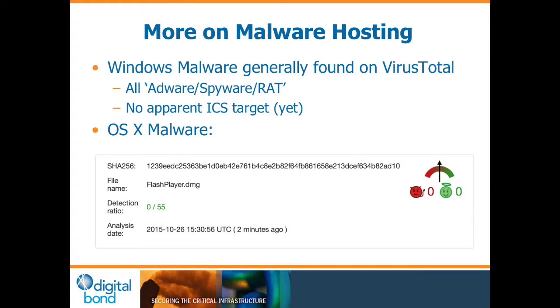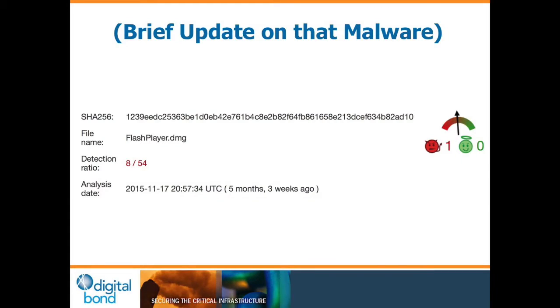So a little bit more on that malware hosting. All the malware that we found was either adware or spyware. There wasn't any ICS target involved that we could tell yet anyway. The new piece of OS X malware that we retrieved, this was back in October of 2015. We uploaded it to VirusTotal. None of the antivirus recognized it. And then a few weeks later, some VirusTotal user grabbed it and analyzed it and said, hey, this is actually some spyware for Mac OS X that nobody's seen before. Now more antivirus vendors recognize it. Still not a lot, though.